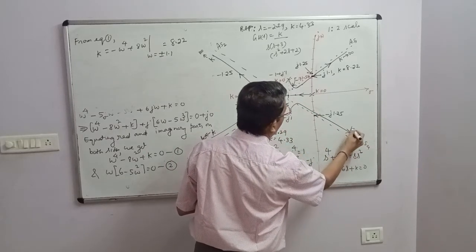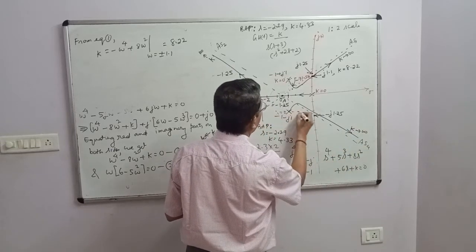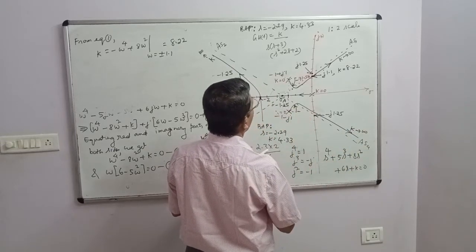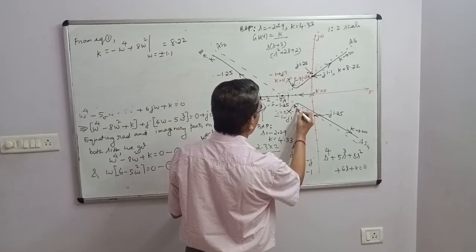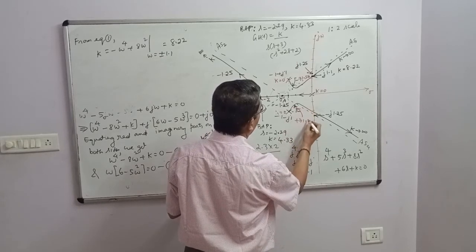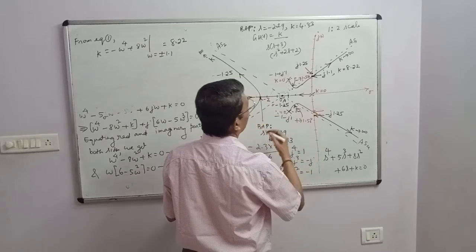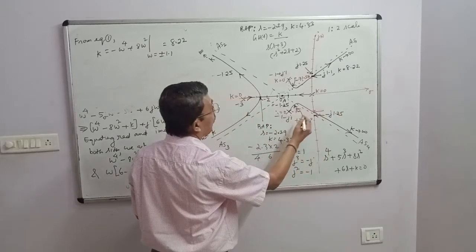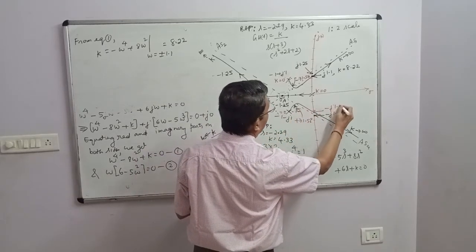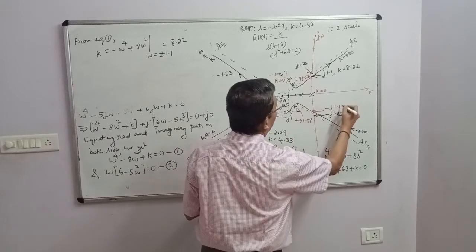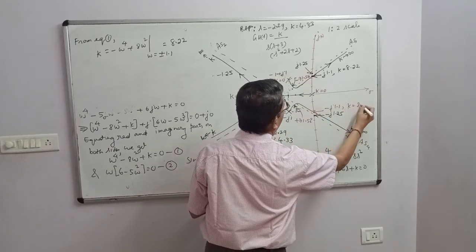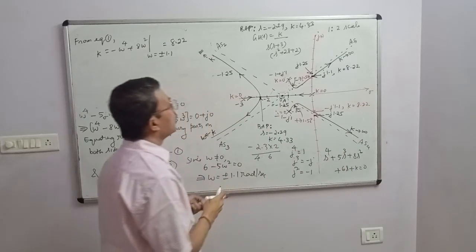This is going towards k tending to infinity. This is the angle of departure. What is the angle of departure? This angle of departure is plus 71.56 degrees. Where the root locus is cutting the imaginary axis, by symmetry, this is j1.1 and minus j1.1. The value of k is 8.22.